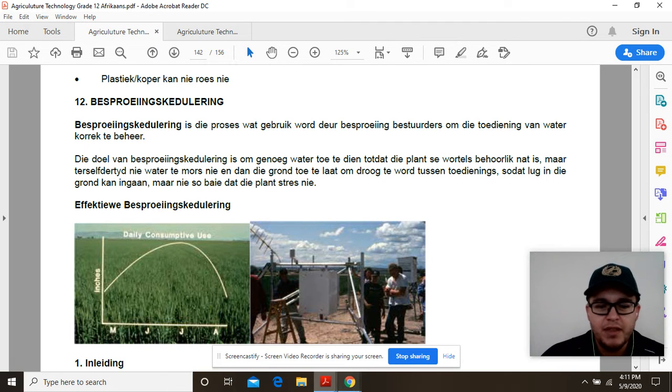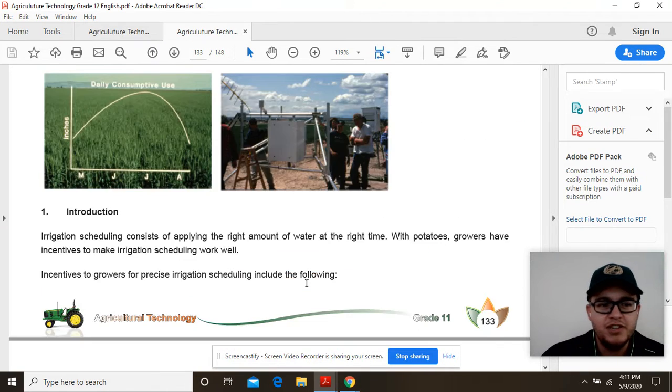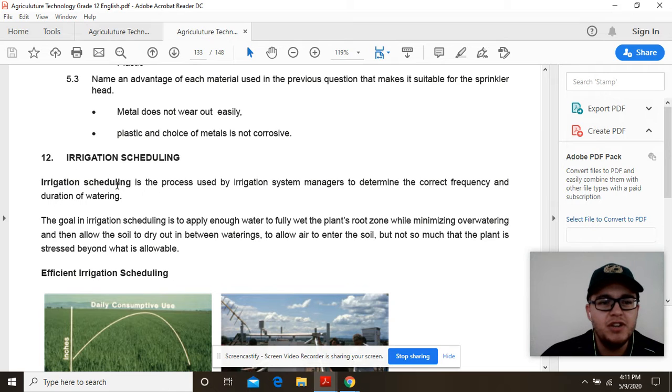So in English, irrigation scheduling is a process used by irrigation system managers to determine the correct frequency and duration of watering. The goal of irrigation scheduling is to apply enough water to fully wet the plant's root zone while minimizing overwatering, and then allow the soil to dry out in between waterings to allow air to enter the soil, but not so much that the plant is stressed beyond what is allowable.